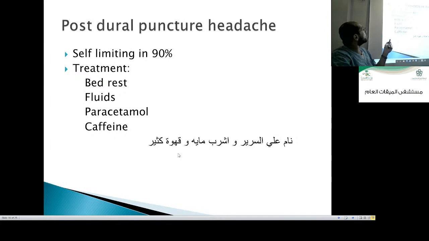So how do we manage post-dural puncture headache? First of all, reassure your patient it is self-limiting and it will disappear spontaneously in 90% of cases. If it is annoying the patient, ask him to have bed rest, lie flat, take a lot of fluids, and take paracetamol, simple analgesia, with caffeine. Caffeine is very, very important. It can relieve post-dural puncture headache dramatically. Here is a proverb in Arabic we mention to the patient: نام على السرير واشرب ميه وقهوه كتير, which can simplify all these four points in one proverb.